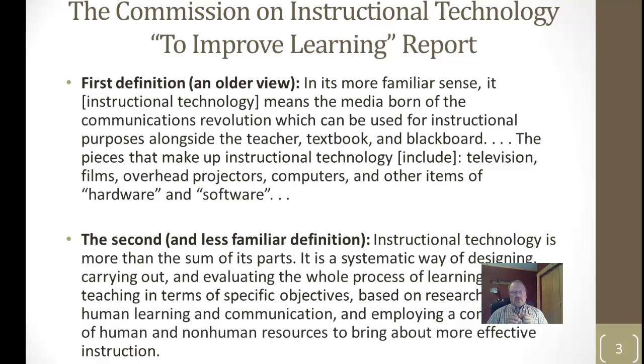Now, also, it discusses the whole process of learning and teaching in terms of specific objectives based on research on human learning. So once again, you go back to thinking about how do people learn best? What are the different learning styles? Are they visual learners? Do learners memorize better? How do people learn best? And then employing a combination of human and non-human resources to bring about more effective instruction. Okay, so we have two different definitions from this particular commission, and both are interesting.